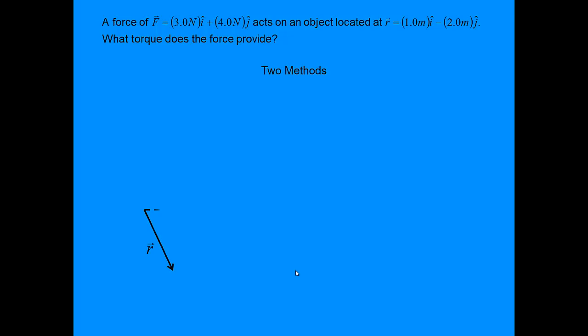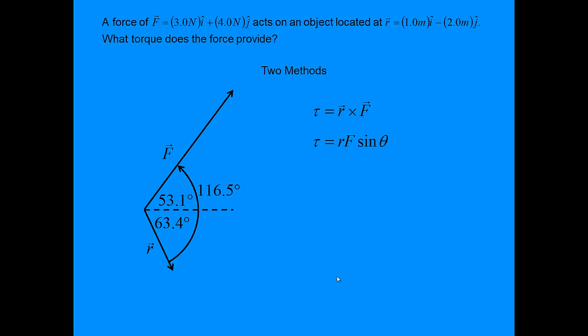There's r, that's 63.4 degrees. There's f, there's 53.1 degrees. This is the angle in between, so that's actually theta, which is 116.5 if you add the two together. Note, I drew these two vectors tail to tail, which means this is the angle in between. Technically, f acts here, because that would be the point of application of the force. But we can't do the trig on that, so we have to draw them tail to tail to see the angle in between. So, r cross f is rf sine theta.